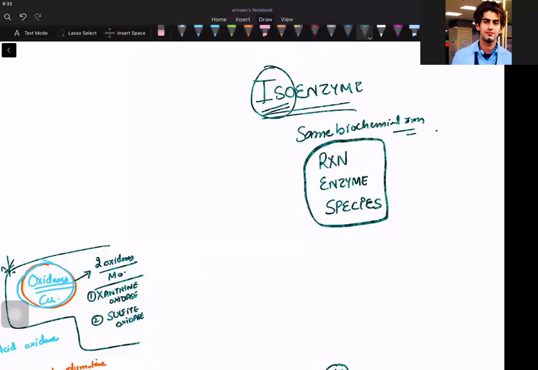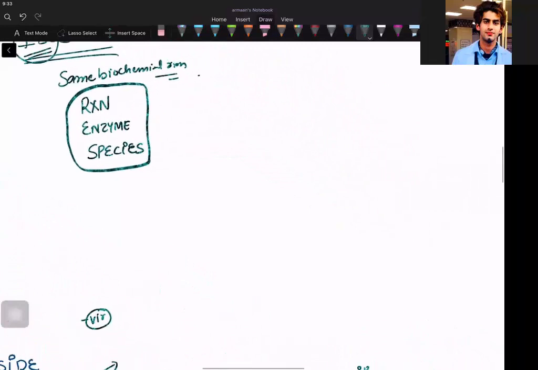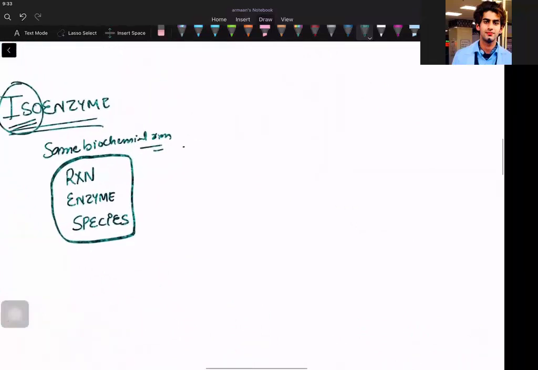Then, sir, you said right now that they are physically distinct. Yes, they are physically distinct. Why? In the structure. If they are catalyzing the same reaction, same enzyme, same species, then what is the difference? The difference lies in their structure. The difference in isoenzyme structure is that there is going to be a monomer difference. I will give you an example, the famous and favorite example of every biochemistry student and teacher: LDH.